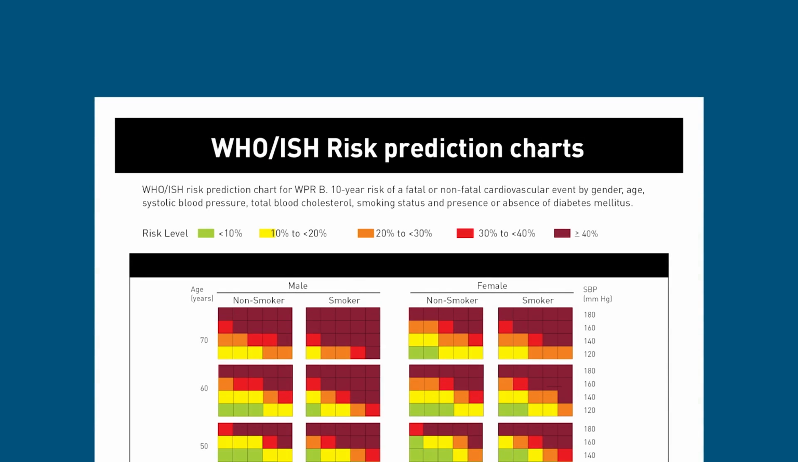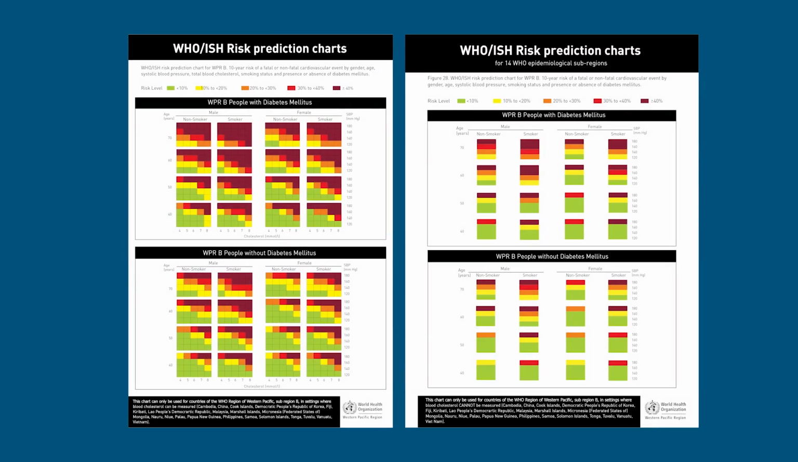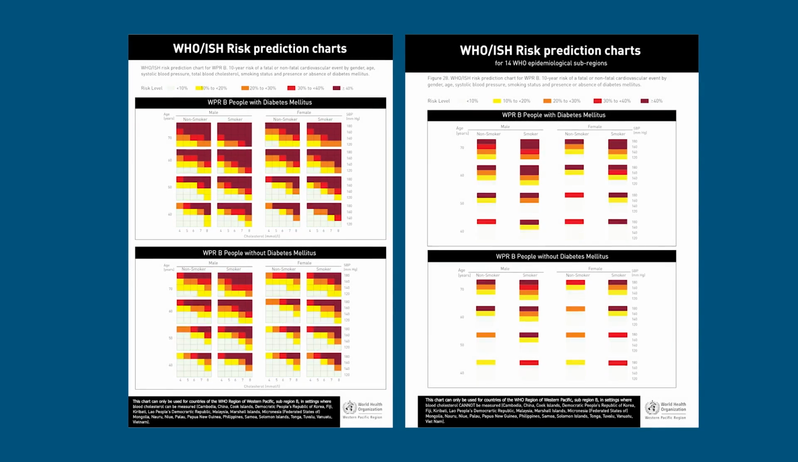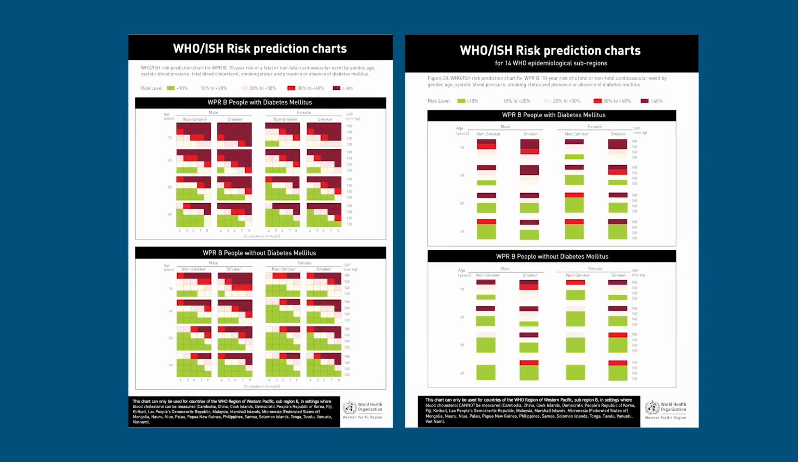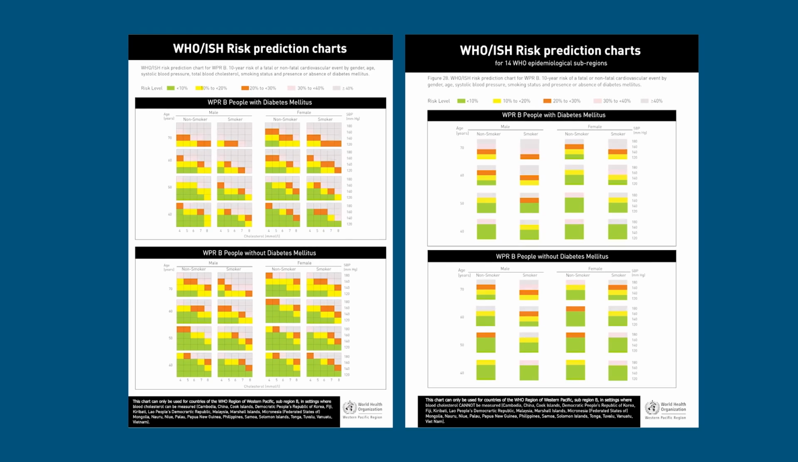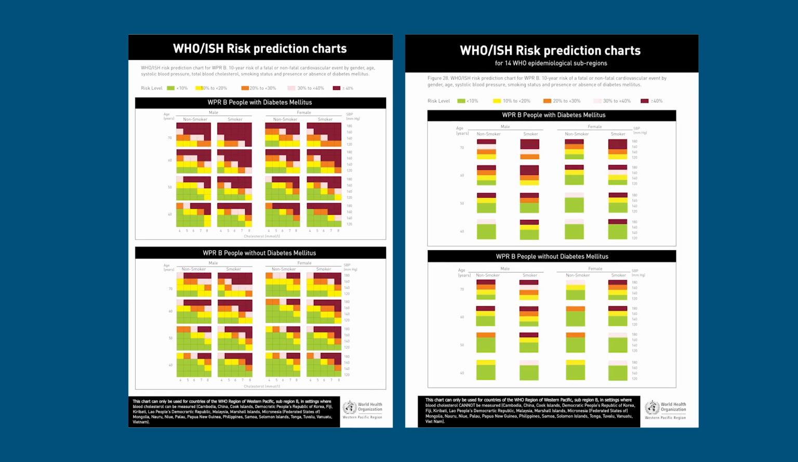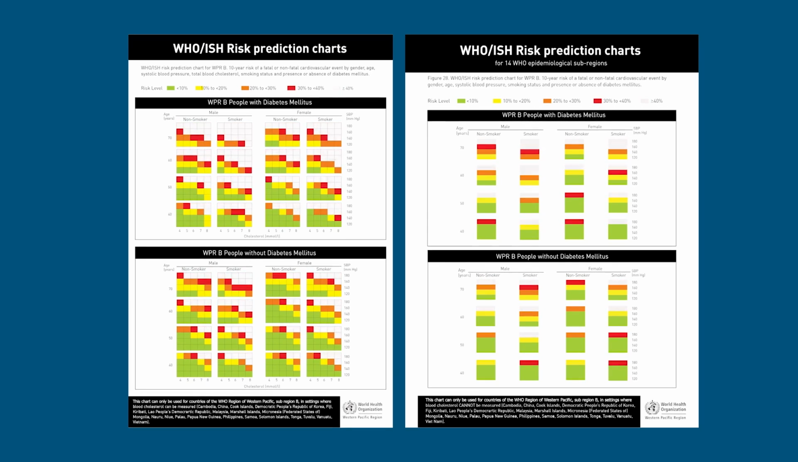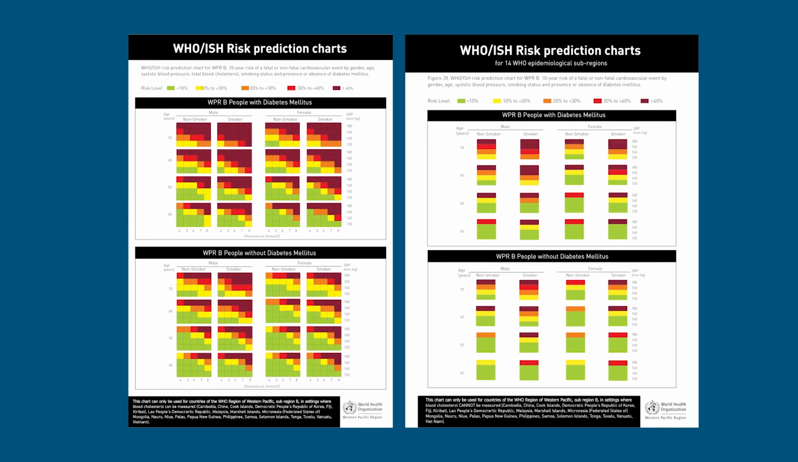On top of the charts, you can see that there are 5 categories of risk levels, each depicted with a different color. The green category corresponds with a low risk of less than 10%. The yellow and orange categories correspond to medium risk, where if the cell is yellow, the risk is between 10 and 20%. And if it is orange, it is between 20 and less than 30%. The red and deep red or maroon categories correspond with very high risk, where the red indicates a risk between 30 and less than 40%. The deep red or maroon cells indicate a risk of more than 40% for developing a heart attack or stroke.